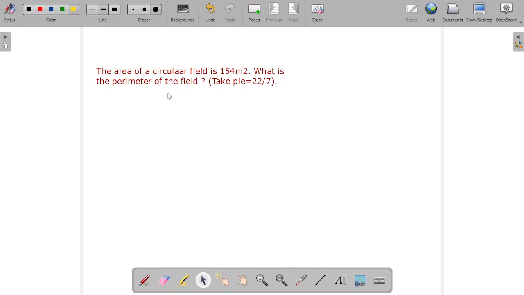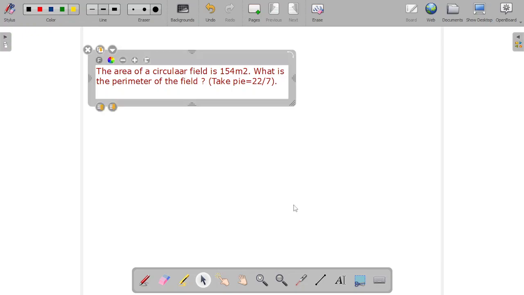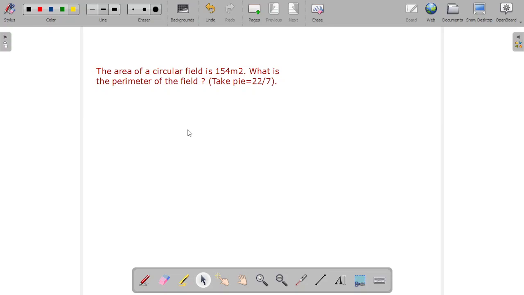The area of a circular field is 154 meters squared. What is the perimeter of the field? So how do we solve a question like this? We have to find the perimeter of the field. We have been given the value of the area.